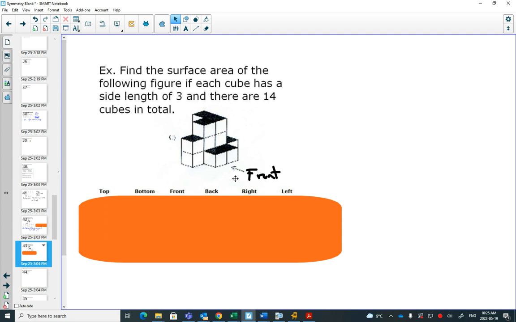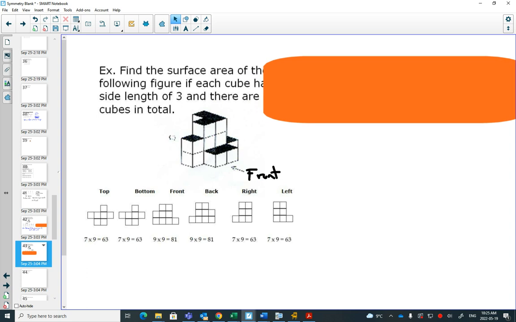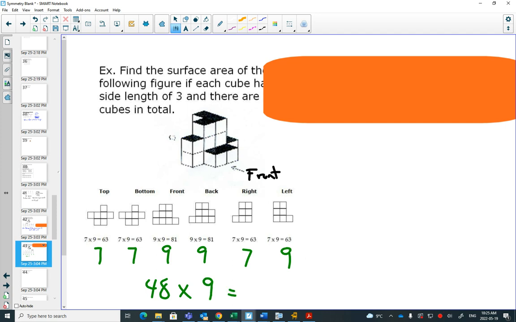Here are the answers. How did you do? Okay. And if we add up all of our squares, 7, 7, 9, 9, 7, and 9, we have 48 squares. Each one has an area of 9.